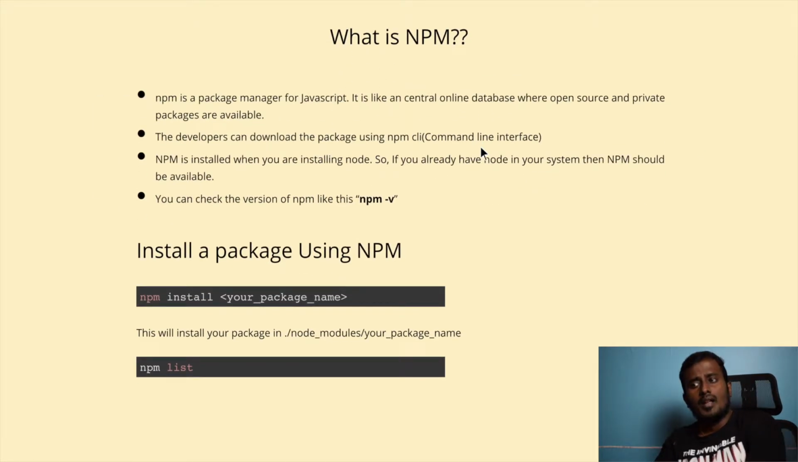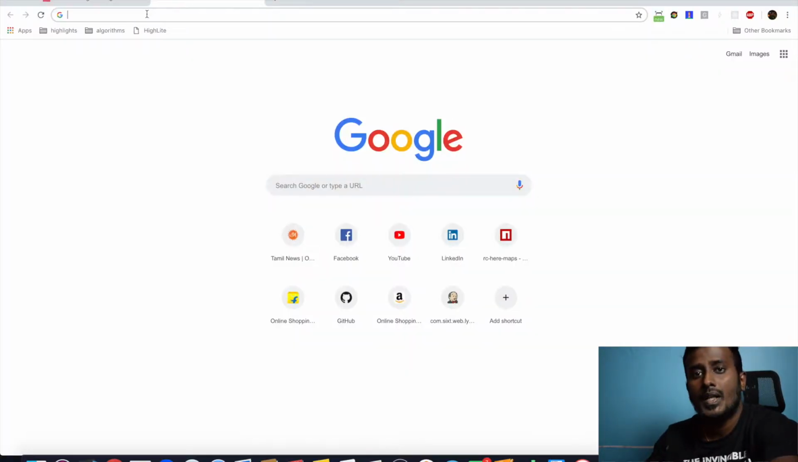What is npm? Npm is a package manager for JavaScript. It's like a central database which holds different open source and private packages available. So developers who want to install some third-party packages can go to the database and they can download it from there. For example, let's go to npmjs.com.